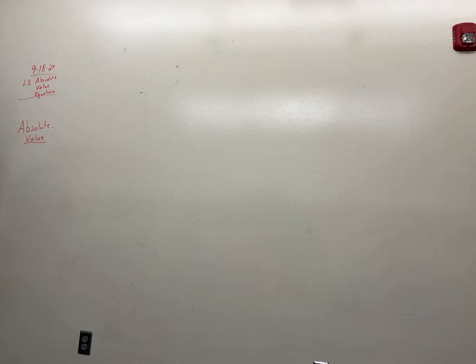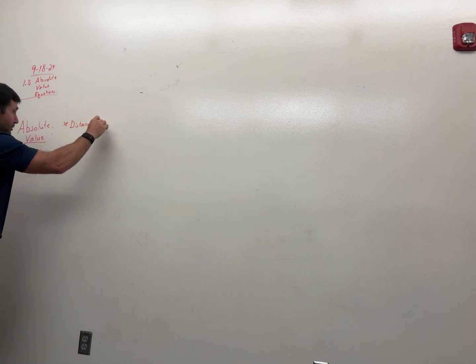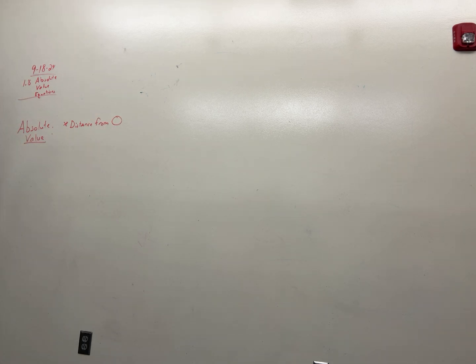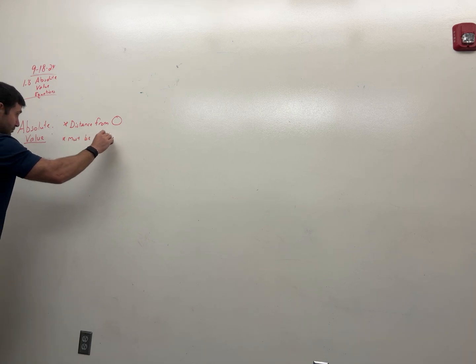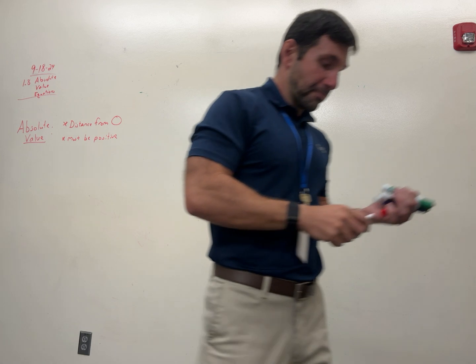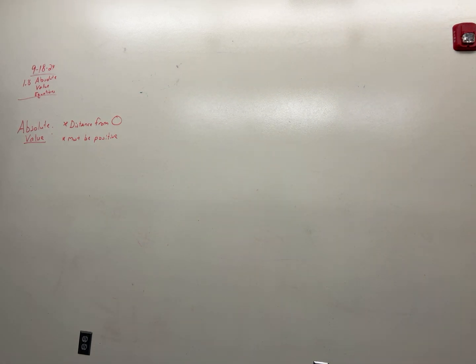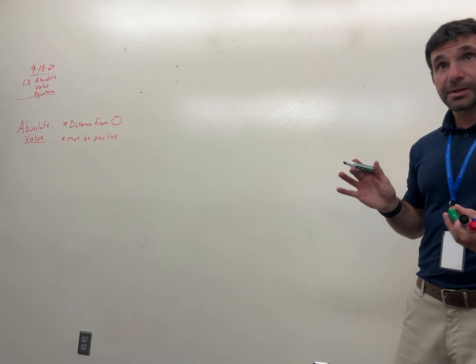Absolute value. Thing number one that we need to know is the distance from 0. And I think we've talked about absolute value before. Yes? So those are two important things. It's the distance from 0, and it must be positive. Okay?